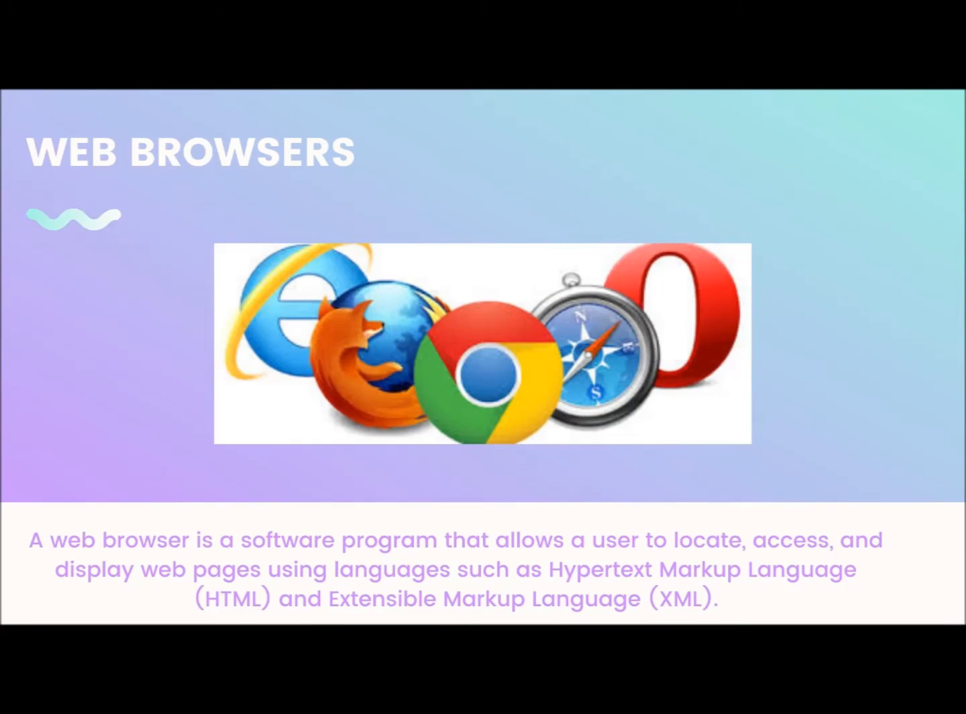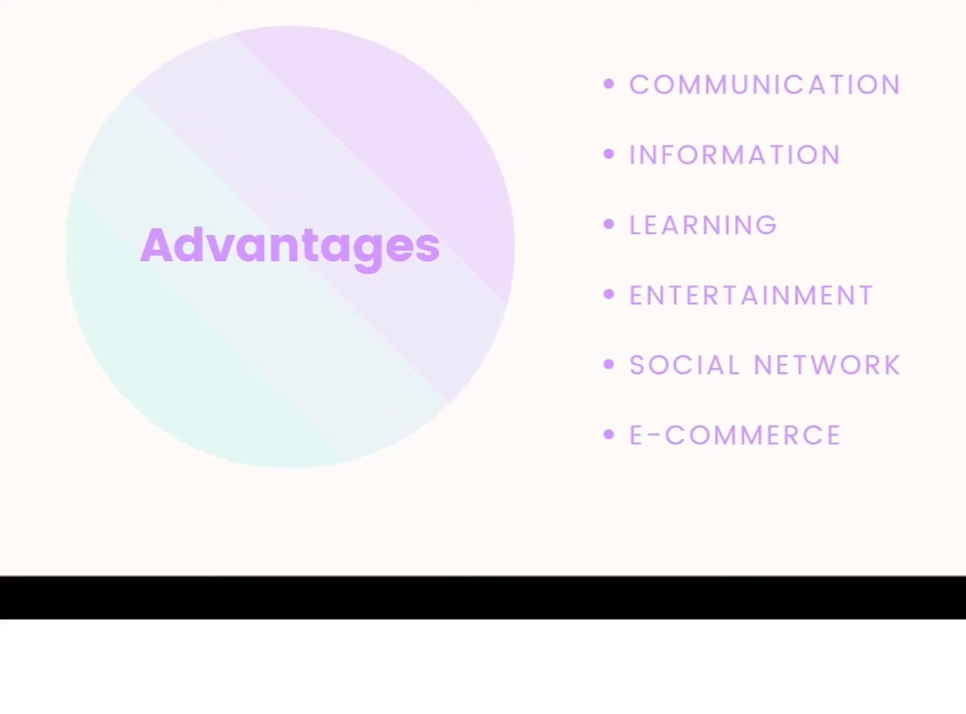A web browser is a software program that allows a user to locate, access, and display web pages using languages such as hypertext markup language HTML and extensible markup language XML. Some of the examples are Internet Explorer, Mozilla Firefox, Google Chrome, Safari, and Opera.